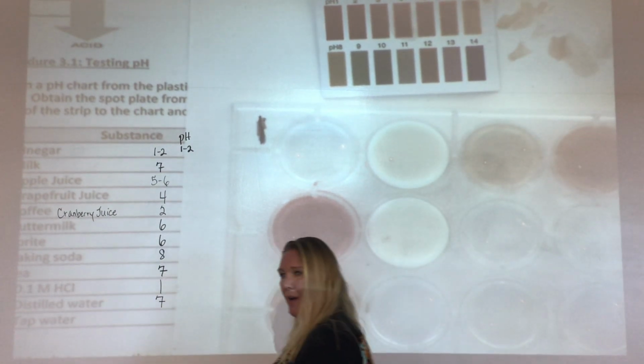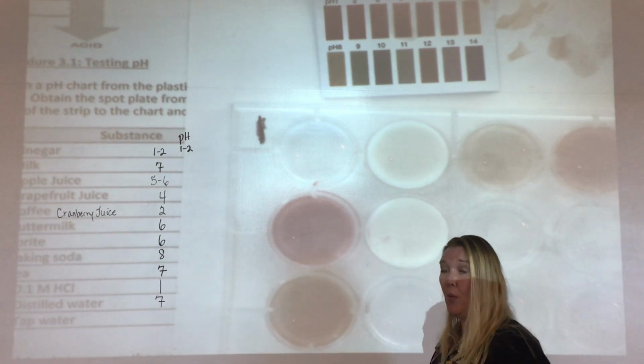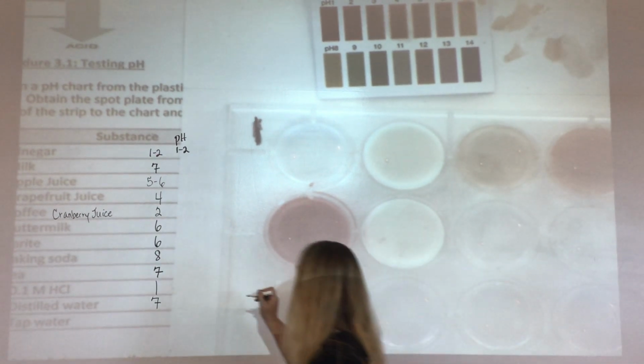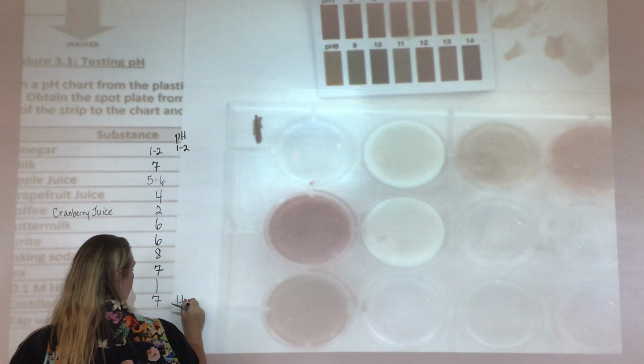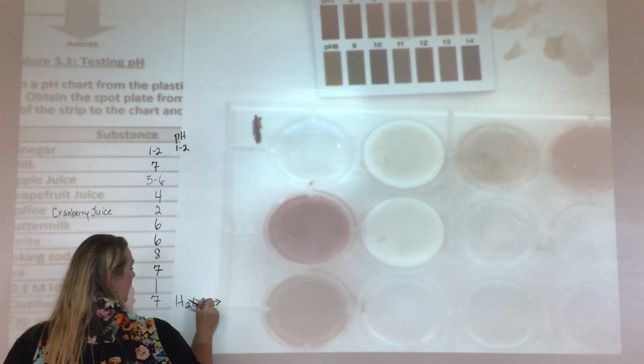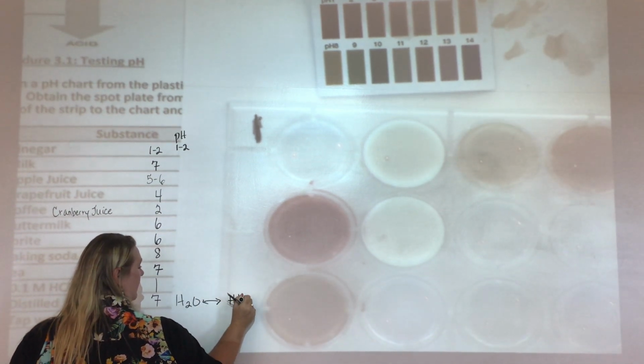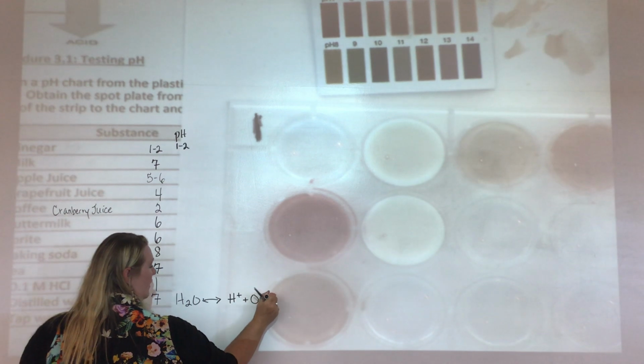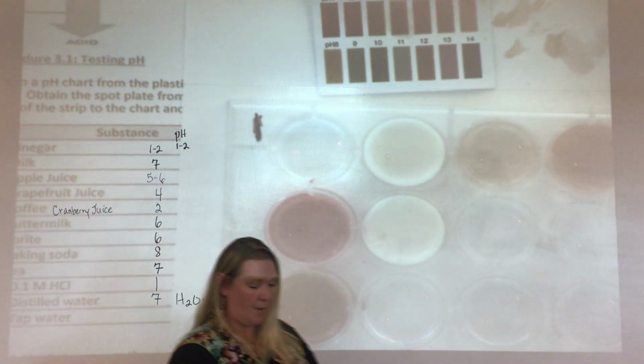That means the distilling process is working. It's keeping it pure water, where that pure water would dissociate like we talked about at the beginning, and be balanced.